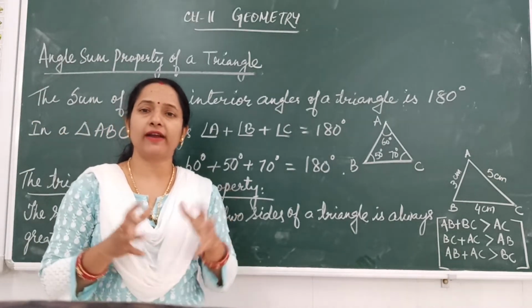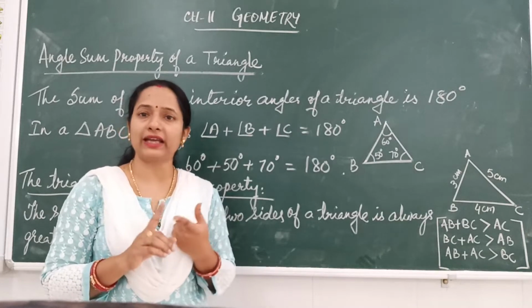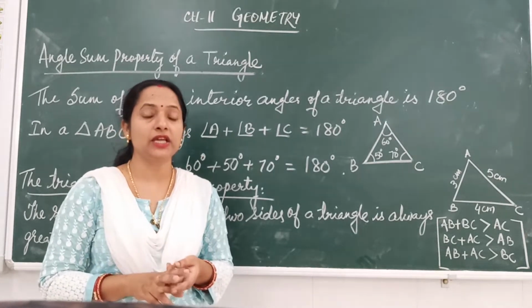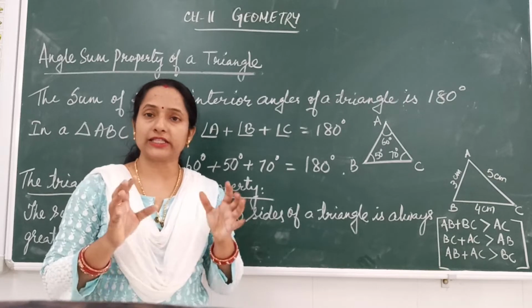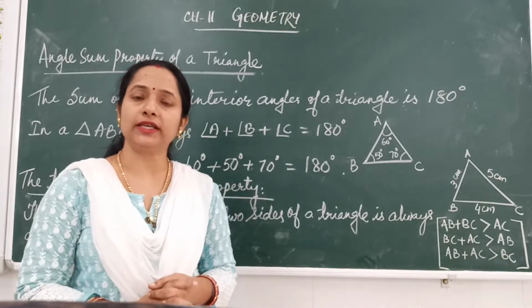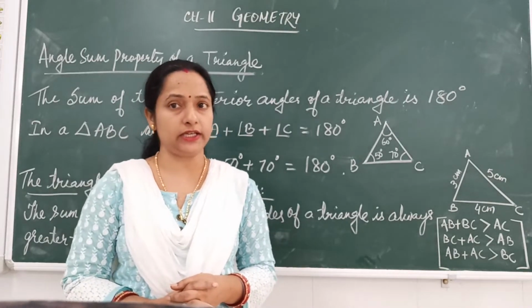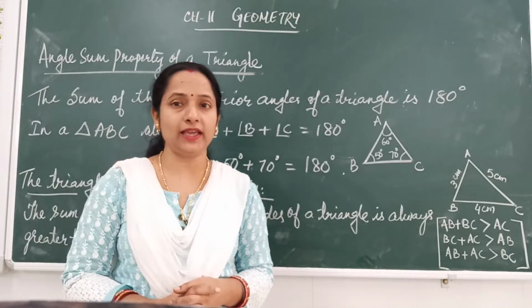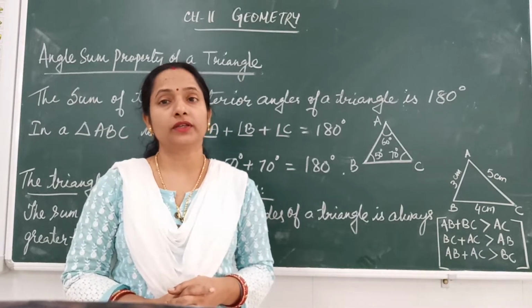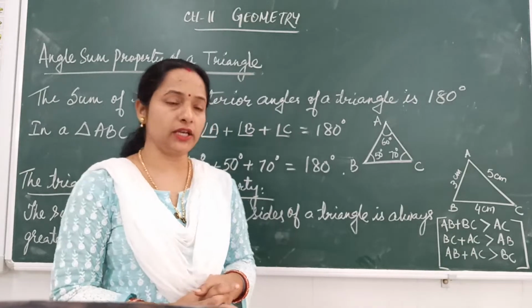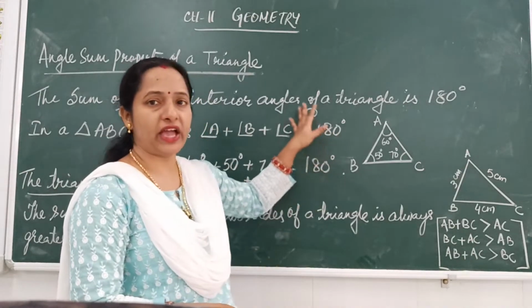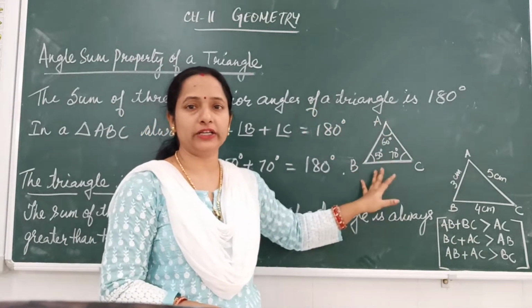We know a triangle is a polygon that has three sides and three angles. Now always the sum of the angles of a triangle is 180 degrees. 180 degrees is equal to the straight angle, isn't it? So always the sum of the angles of a triangle is 180 degrees.